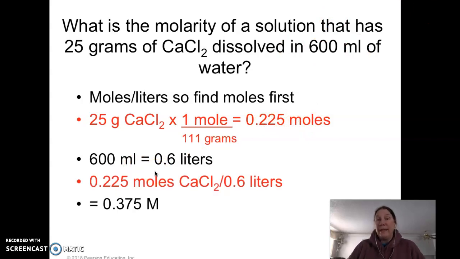And again, molarity is big M. So this solution, if I take 25 grams of calcium chloride and dissolve it in 600 milliliters of water, its molarity is 0.375. You might not think that's very concentrated, but something that has a molarity of 1 is actually pretty strong. So it's not as dilute as you think, I guess.